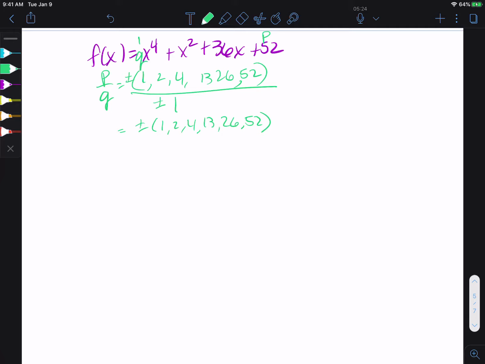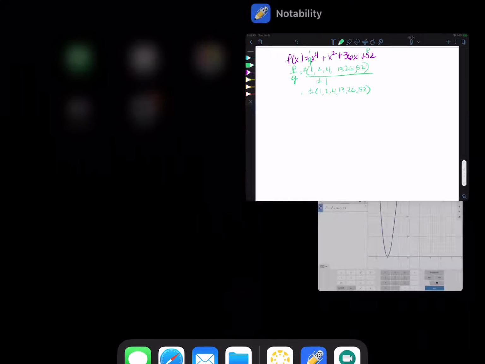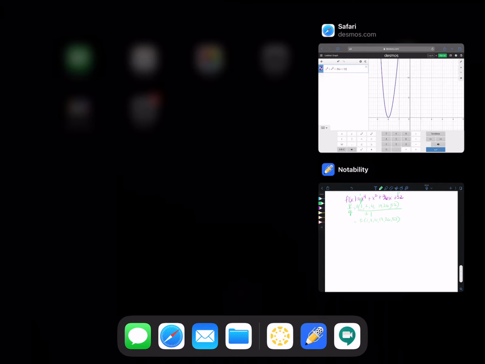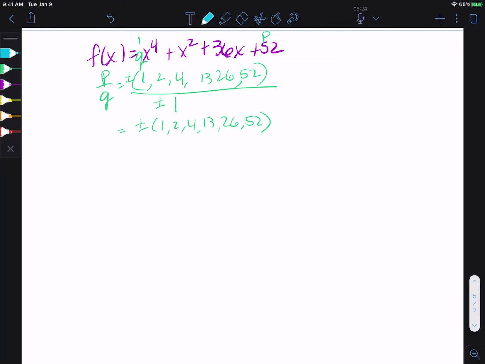Right? So if we go look on our calculator, put mine in. So we have an x-intercept here at -2. So I'm going to synthetically divide by -2. I check my powers, 4, 2, 1, none, which means I skipped a cubed. So that means I've got 1, 0, 36, 52.